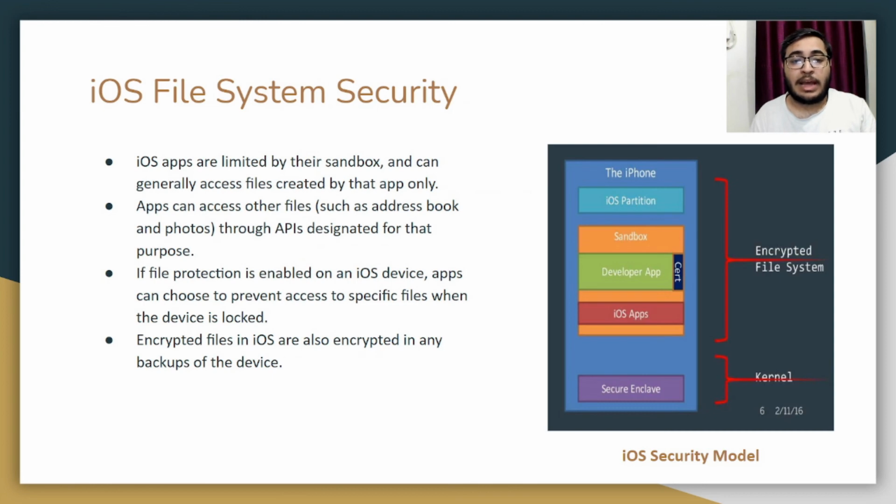Permission models in macOS are similar to iOS, but iOS apps are limited by the sandbox and can generally access only the files that are created by that app. Apps can access other files such as address books and photos through APIs which are specially designed for that purpose. If file protection is enabled on an iOS device, apps can choose to prevent access to specific files when the device is locked. iOS also has a provision that encrypted files are also encrypted in any backup of the device that is performed.